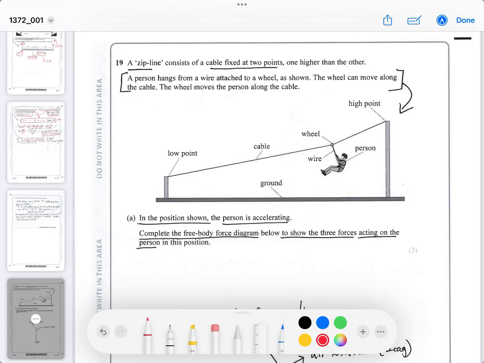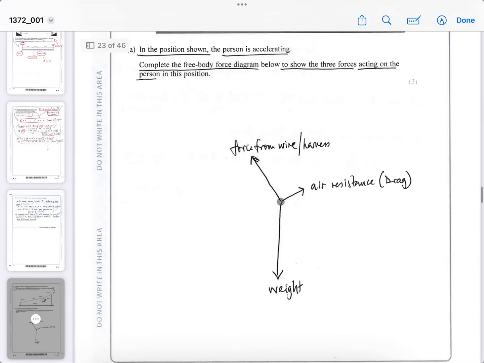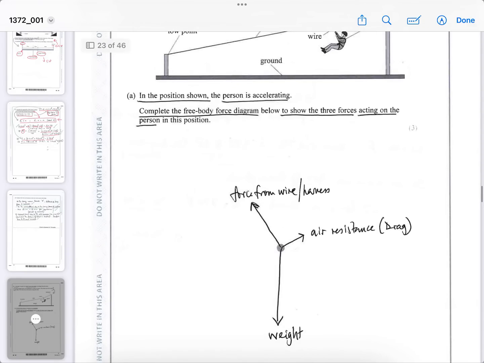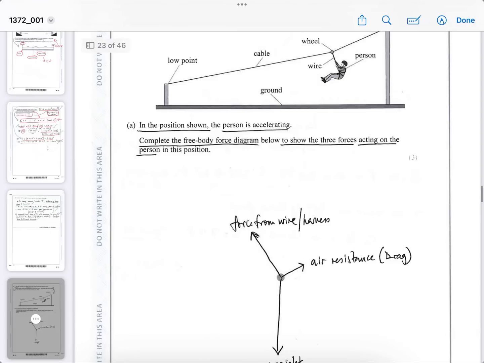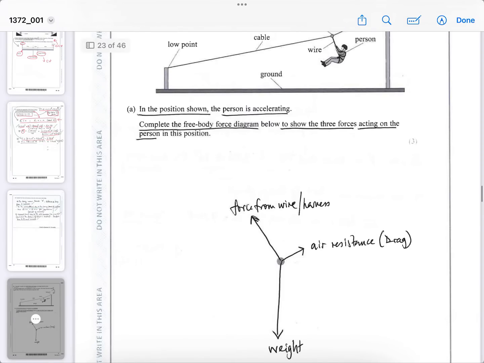Okay, now you've got to complete the free body force diagram to show three forces acting on the person in this position. Okay, so I have done it already. The weight of the person is downwards, and the force from the wire is upwards at an angle, okay? And there must be some air resistance due to the drag as the person is traveling at a certain speed through the air.